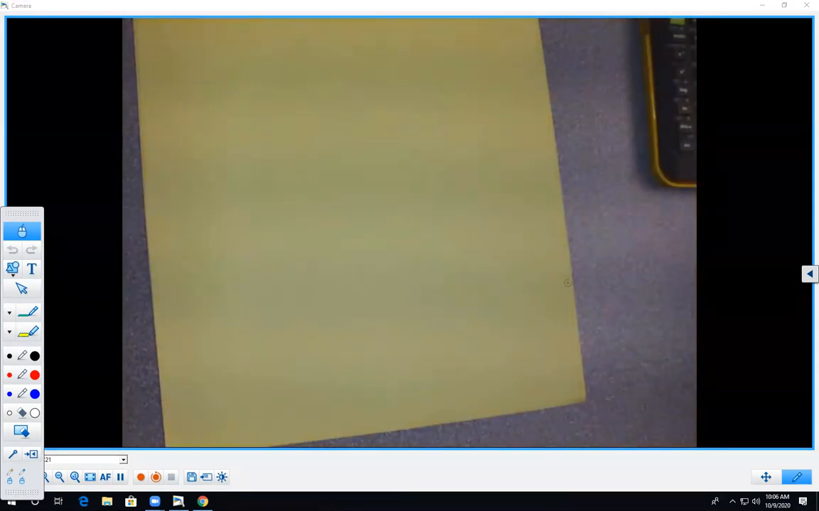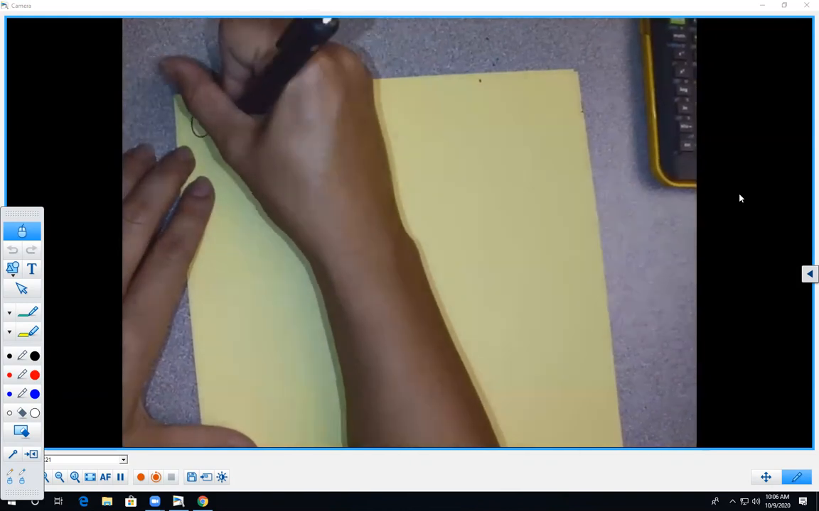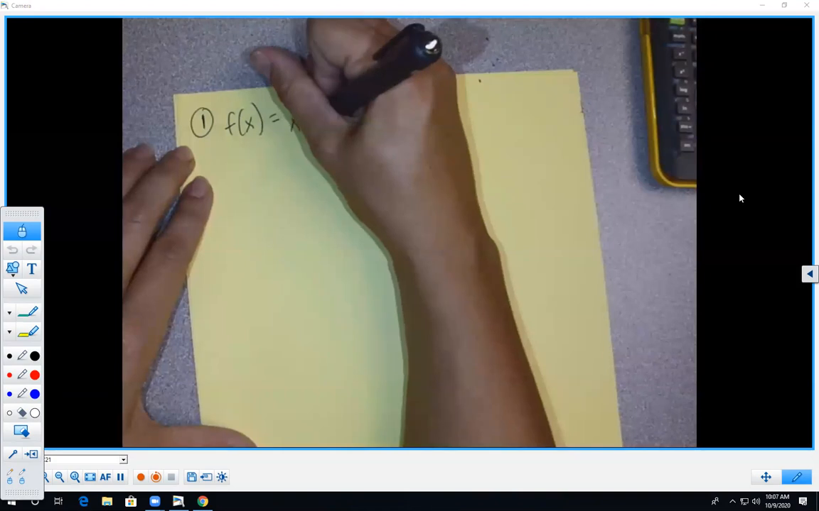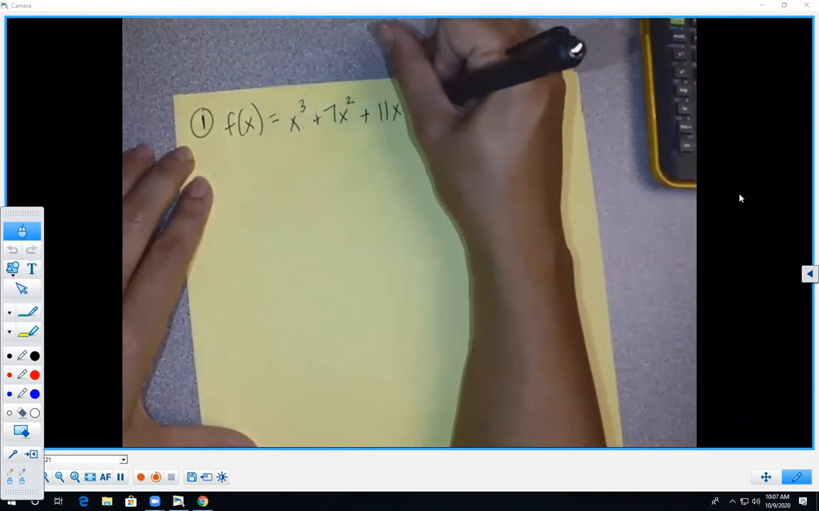Okay, so let's do some more of those. Let's practice that a little bit more. So let's do this next problem. Let's do f of x, and we're just solving this, equals x cubed plus 7x squared plus 11x minus 3.